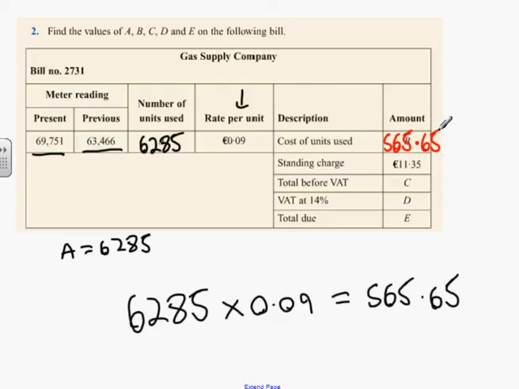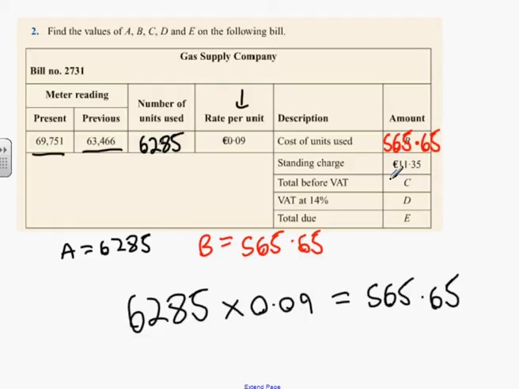Can anybody in the class tell me what a standing charge is? Is that like the rate? A standing charge is a charge even though you don't use anything. It's like saying, I'm going to charge you €20 to be here. So if I walk in and do no work, I still get €20, and then for every hour I'm here, I get more money. Standing charge is money you pay no matter how much work you do. Okay, so standing charge is 11.35.